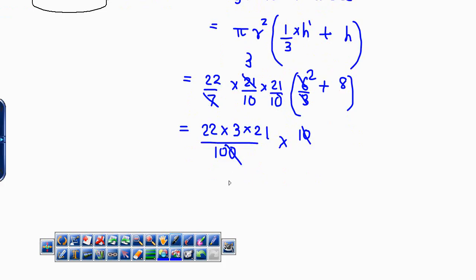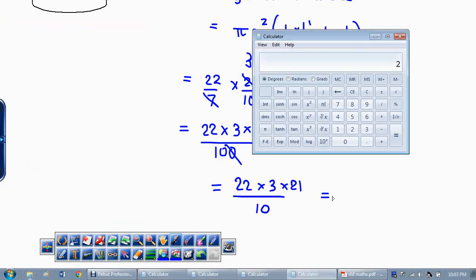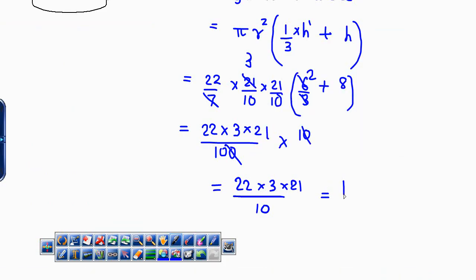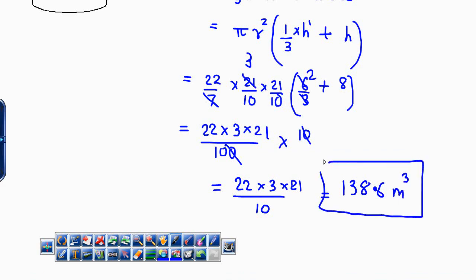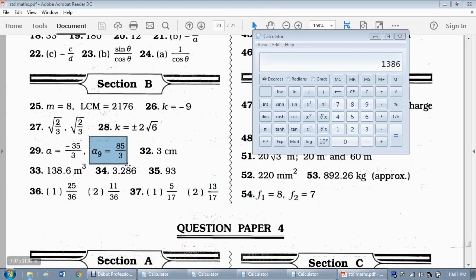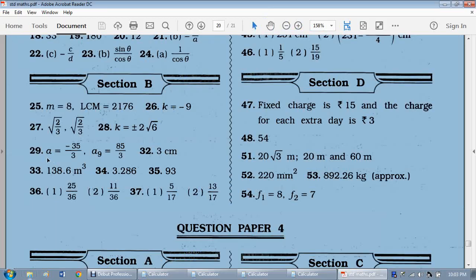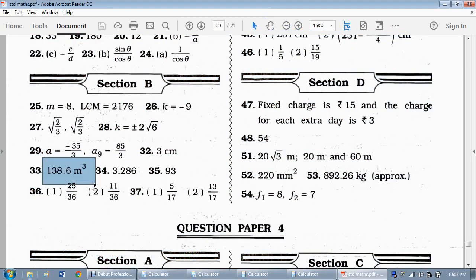Still I will not cancel with 22. I will multiply 22 and 3 and 21, then put one decimal. This is really easy calculation. 22 into 21 into 3, 1386 upon 10, 138.6 meter cube, because the sum was in meters. This is the volume of air inside the tent. 138.6, you can see here.